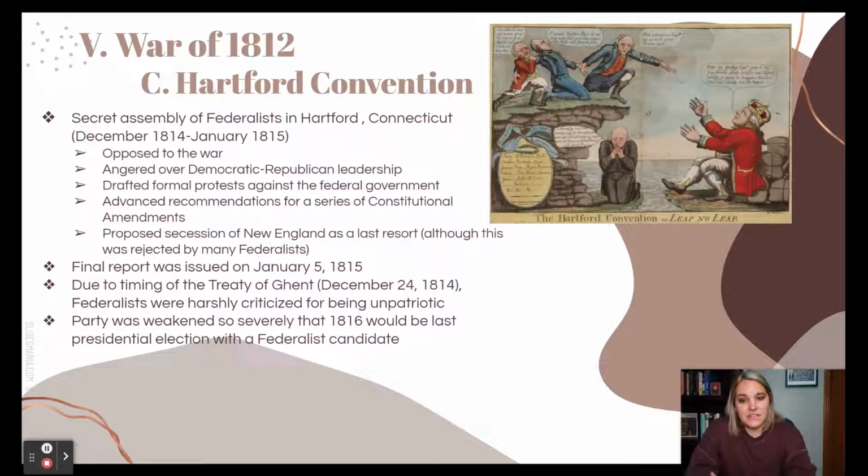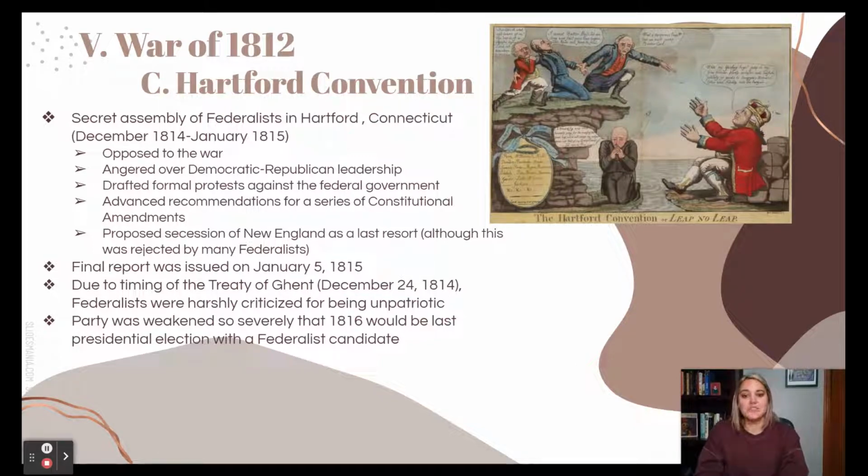Now, another thing happening at the same time is what's called the Hartford Convention. This is a secret assembly of Federalists in Hartford, Connecticut. They were very opposed to the war and very angry over the Democratic Republican leadership for the last 14 years. And so they draft protests, they draft amendments, and a few radical Federalists say New England is going to secede as a last resort. New England will secede if you don't start to make changes to meet our needs.